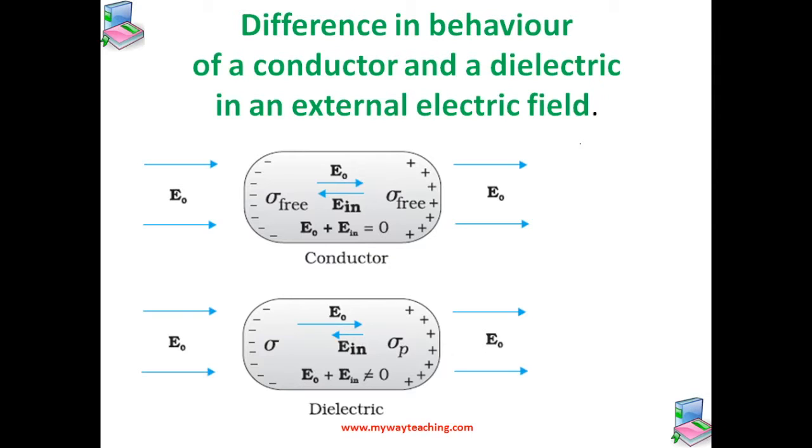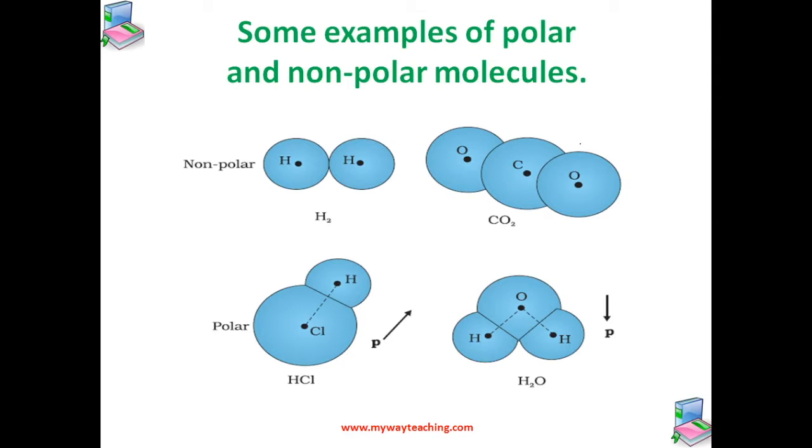You can see here, this is a conductor and a dielectric. Difference in behavior of a conductor and dielectric in an external electric field. And polar and non-polar molecules: H2, CO2 are non-polar; HCl, H2O are polar, where the centers of positive and negative charges are separated by a distance. They do not coincide in the case of polar molecules. Okay.